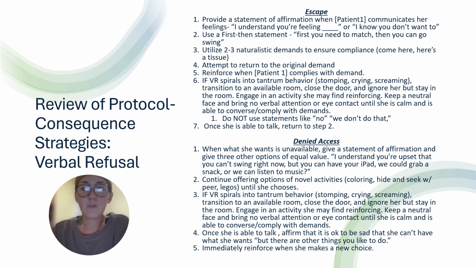When verbal refusal is from denied access, we're going to give a statement of affirmation and give 3 other options of equal value. We're going to continue offering options of novel activities like coloring or hide and seek with a peer until she chooses. With that, if it does spiral into tantrum behavior, we're going to do the same thing we did with the escape. We're going to go to a room, engage in planned ignoring, and then engage in an activity she might find reinforcing, keeping ourselves neutral. Once she is able to talk, affirm that it's okay to be sad and she can't have what she wants, but there are things you like to do, and immediately reinforce when she makes a new choice.